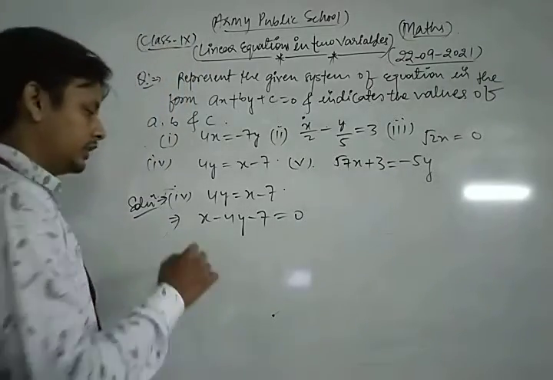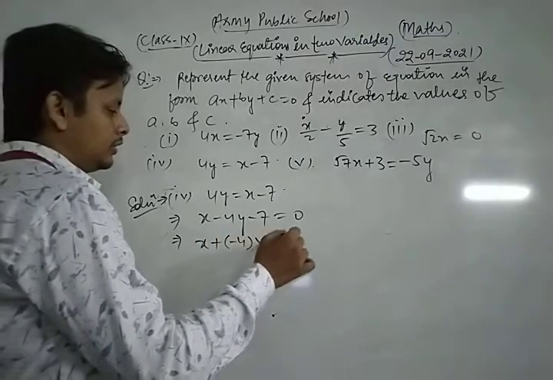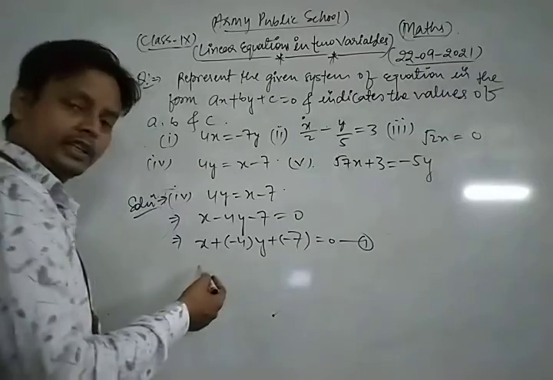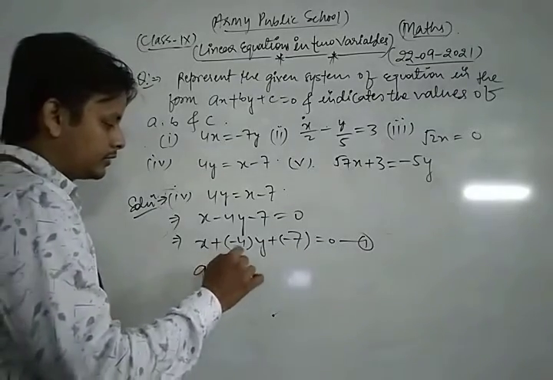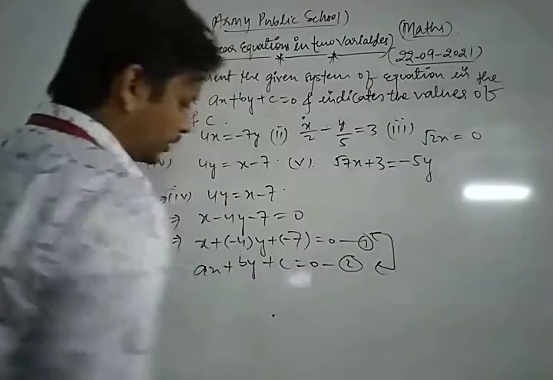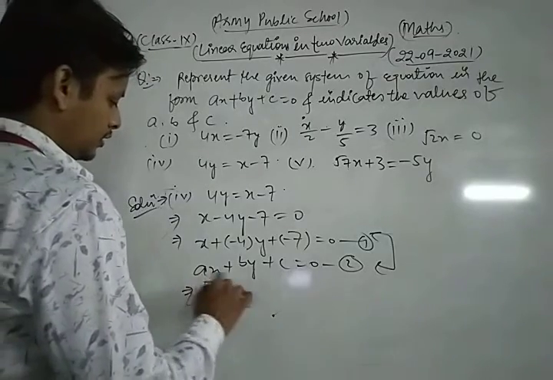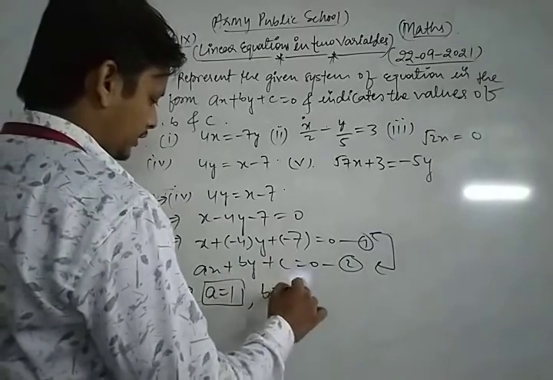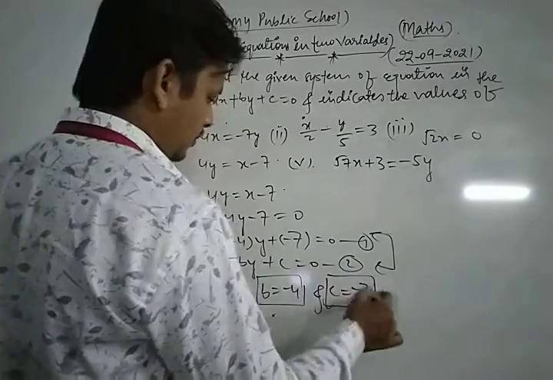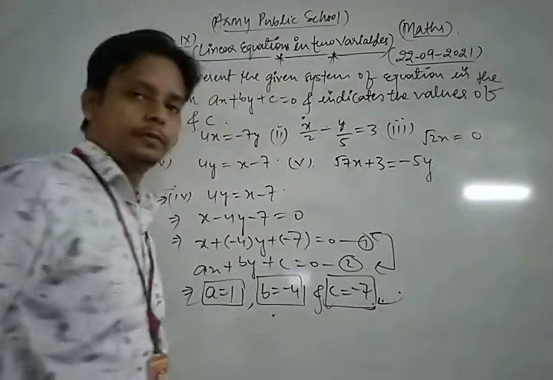Okay, dear students, now we can write x plus minus 4 into y plus minus 7 is equal to 0. Take this as equation number 1. So in this way we represent it in the form of ax plus by plus c is equal to 0. If we compare both the equations, we get the value of a is 1, the value of b is minus 4, and the value of c is minus 7. So this is the required solution.